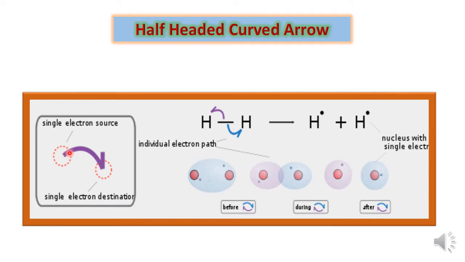Whenever there is a half-headed curved arrow, you must remember that there is only a single electron transfer from the bond. Okay, so that is how we can understand the double-headed curved arrow and half-headed curved arrow. These curved arrows are very important in understanding the reaction mechanism. We can easily understand the making and breaking of bonds with the help of these half-headed and double-headed curved arrows.